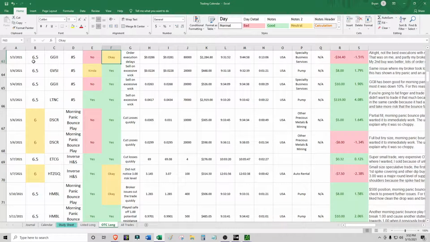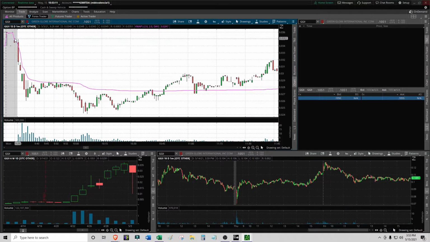I've improved a lot since then, but this is again a morning panic bounce play where I got stuck, and then it had another drop, and then when it did another drop on top of that, I didn't like it. It was only a tiny percent loss, but I still shouldn't have traded that position size. So, 5-3, and it was an entry at 9:31, my first entry, and then I completely got out when it was 9:44. So it was right here.